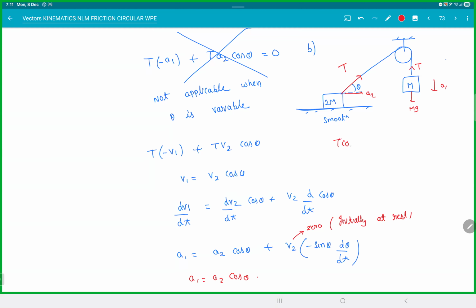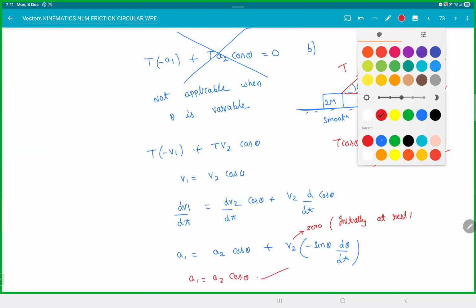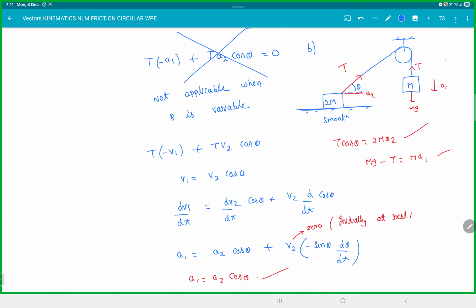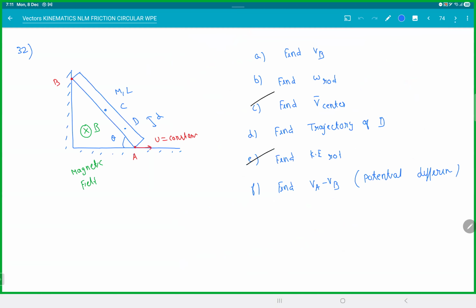Then I think T cos theta is ma2. mg minus T is equal to ma1. Done. 3 equations, 3 unknowns, solved. 1, 2, and 3. Clear with this? It's a good one. So be careful with this thing. The constraints with accelerations, it's a different ballgame if theta changes.